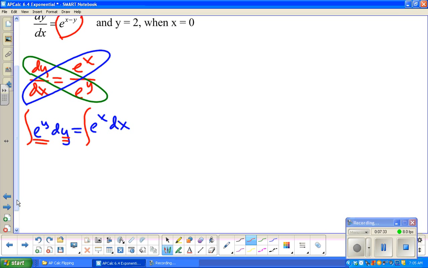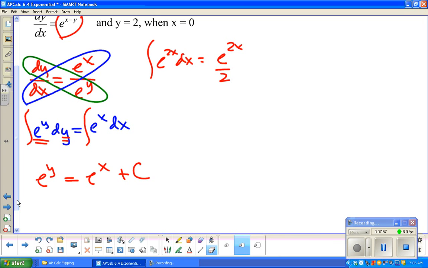Okay, all right, so the antiderivative of e to the y is really just going to be e to the y. And the antiderivative of e to the x is e to the x. Now, just a reminder that when you do this, if it would have been e to the something x, for instance, the antiderivative of e to the 2x, that would have been e to the 2x over 2. So if there's a number involved in there, make sure you deal with that number appropriately.